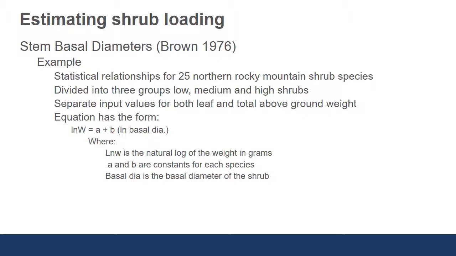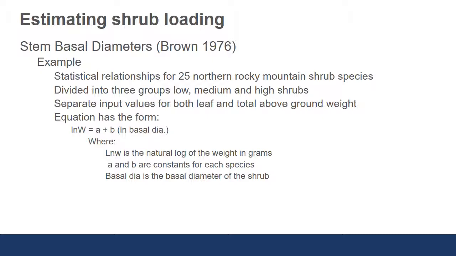Now let's move on to talk about using statistical methods to estimate shrub loading. As an example of this methodology, we will look at some work done by Brown. This work built statistical relationships for 25 northern Rocky Mountain shrub species. These were divided into 3 groups based on height. These equations also allow for the prediction of leaf-only values or total aboveground weight.